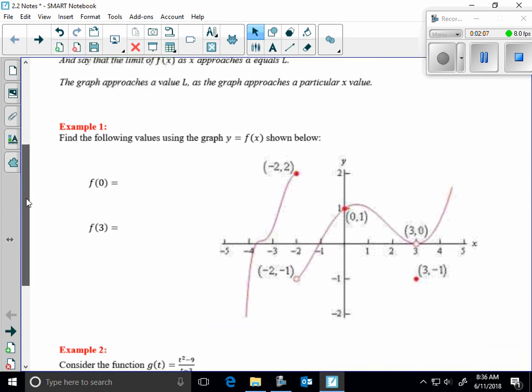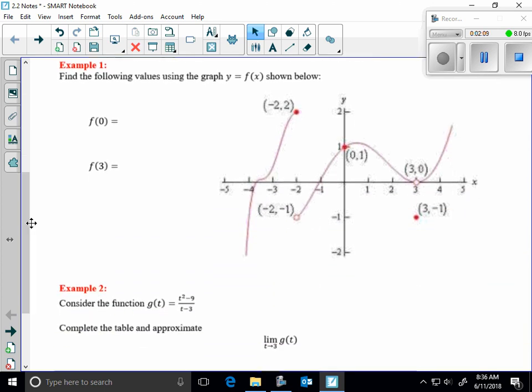All right, so let's find the following values using the graph. Now this isn't limits yet, I'm just looking for output values. So for f of 0, if x equals 0, looks like y equals 1. What if x equals 3? Don't be fooled. When x equals 3, our function value is negative 1.